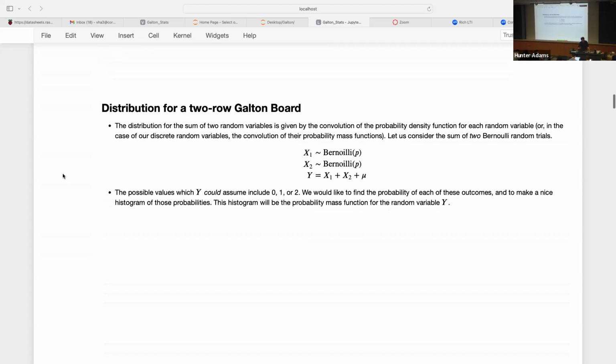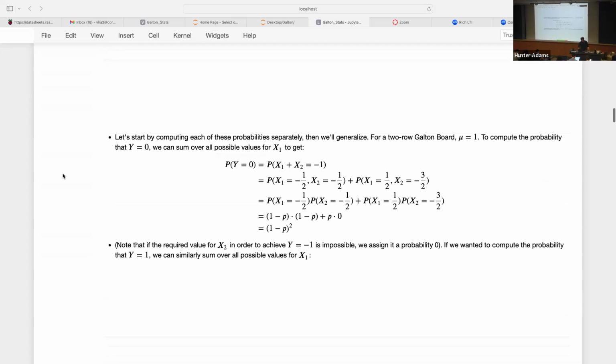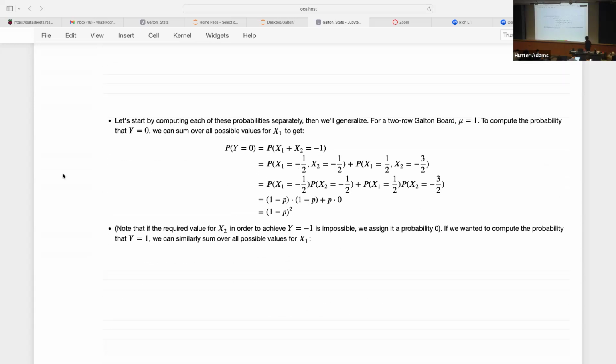And the way to answer that question is to compute. We can compute each of these probabilities separately for a Galton board as small as this. So let's compute the probability that we land in bin 0, that random variable y is 0. The way to go about this is to sum over all possible values of one of the random numbers. And once we consider all the possible values of the first random number, we ask, what would the other random number's value have to be in order to give us the outcome that we're interested in investigating here?